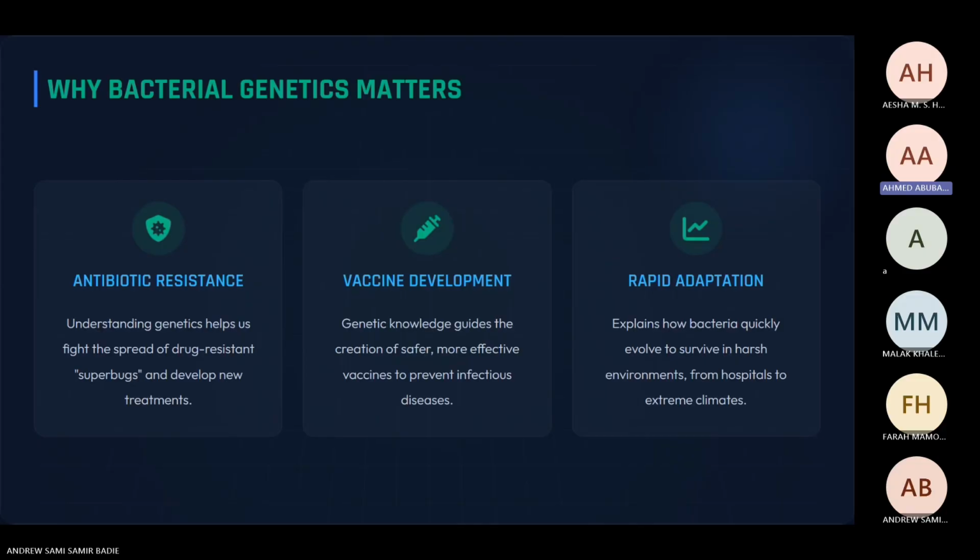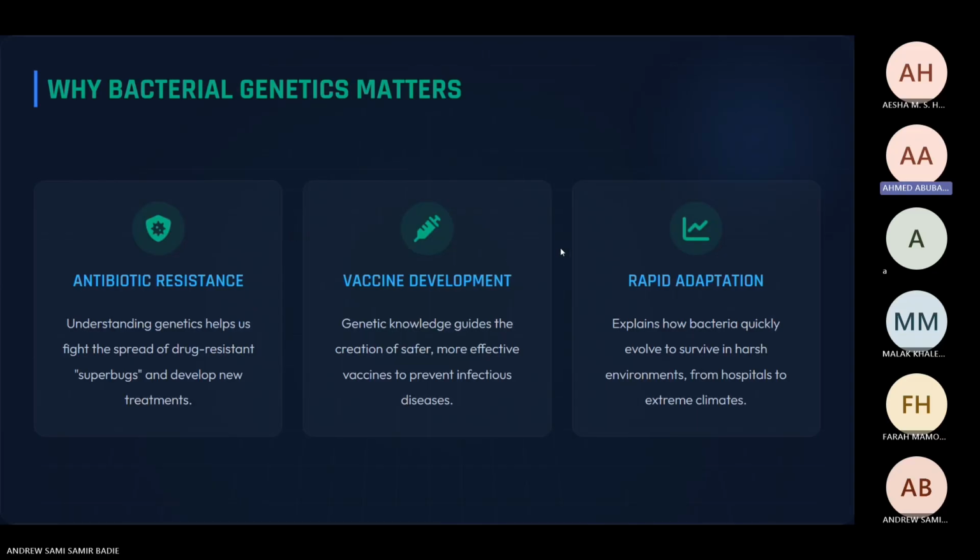Moving on to bacterial genetics. We need to understand why these small bacteria contain genes that make them so powerful against our body. They carry antibiotic resistance through plasmids, which are transmitted between two bacteria. These genes are also very important for vaccine development, which is very important for us as an immunological process. And they have a quick, rapid adaptation to harsh environments.